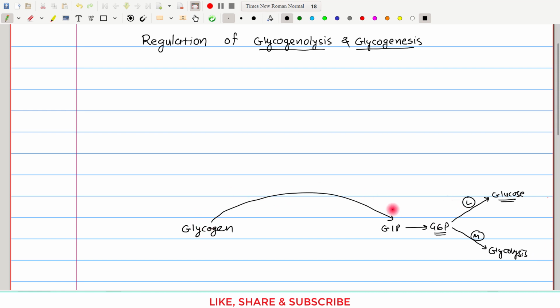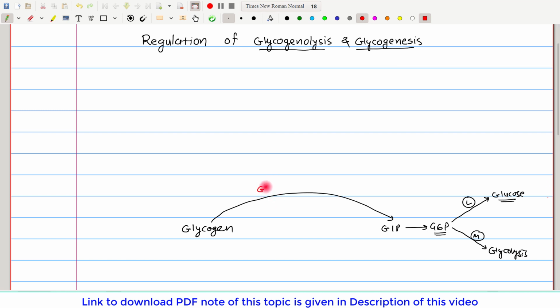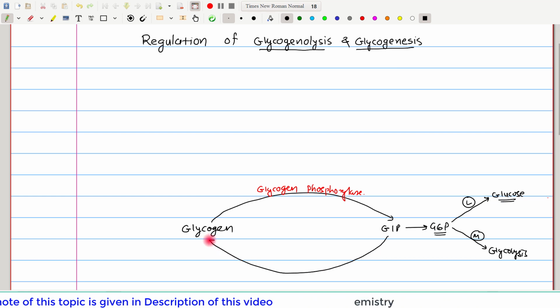and it will provide energy to the skeletal muscle. The main regulatory as well as rate limiting step of this pathway of glycogenolysis is catalyzed by glycogen phosphorylase. Whereas the reversal of this pathway, that means polymerization of glucose 6-phosphate to synthesize glycogen, is called glycogenesis. And here the regulatory as well as rate limiting step is glycogen synthase.